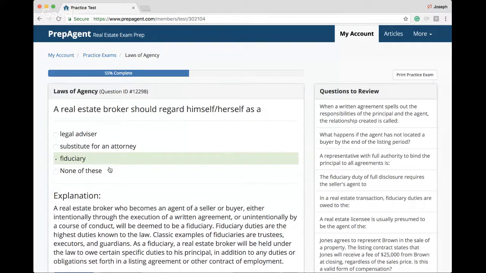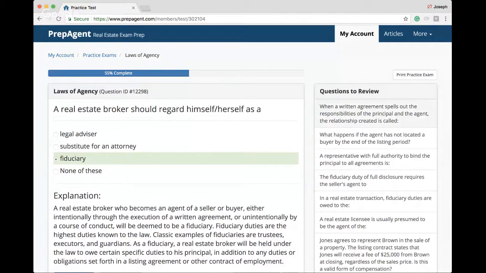So there's an acronym, ACOLD. What that stands for is accountability, confidentiality, obedience, loyalty, and disclosure. So we've got to know that. When I ask it again later, I want you to write that answer in the chat window.